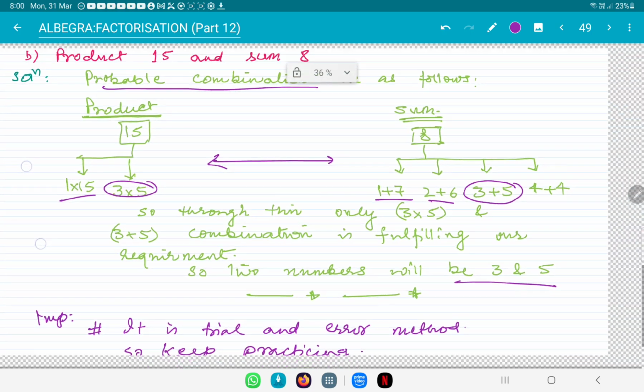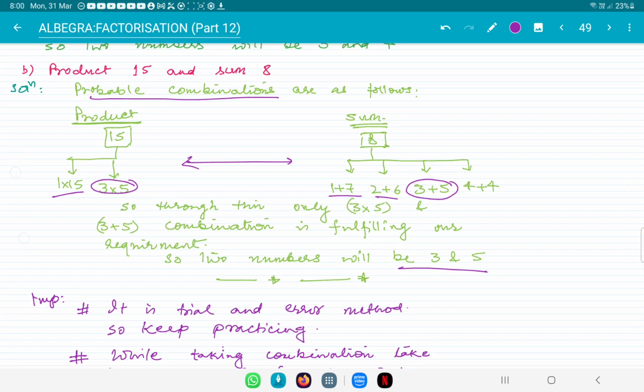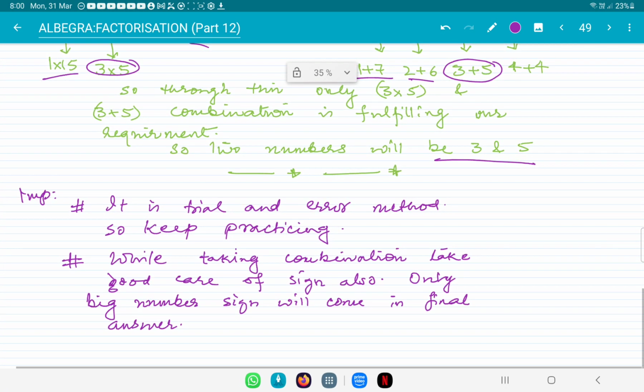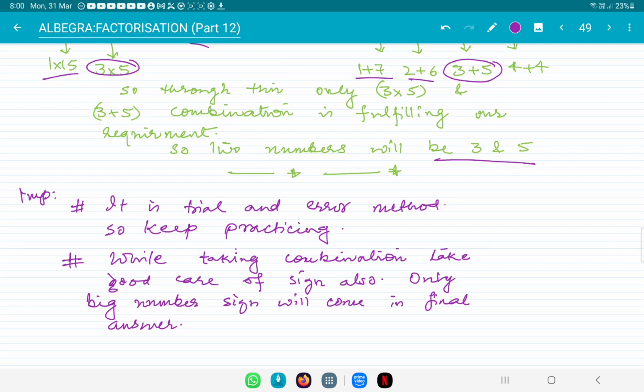So this is all about this video, and the important things which you should always remember: it is a trial and error method, so keep practicing so that these sums will be easy for you. And second, while taking combinations, take good care of signs also. If it is negative, then do it cautiously, and only the bigger number's sign will come in the final answer.